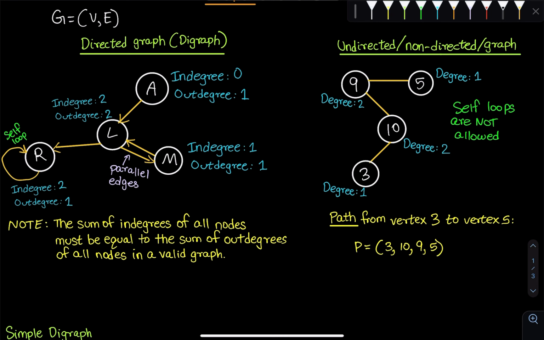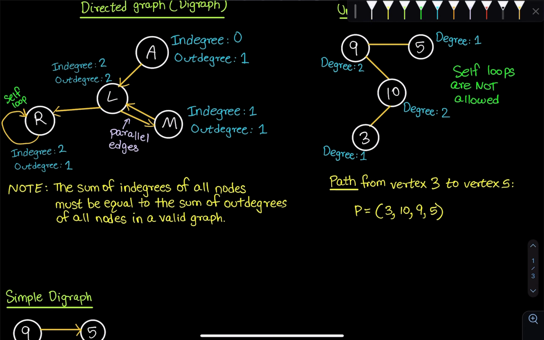A path is basically a set of all vertices from a source node to a destination node. In this case, the source vertex would be vertex 3, and the destination node would be vertex 5. What are all the nodes on the path from vertex 3 to vertex 5? It's going to be 3 to 10 to 9 to 5. So you would start at 3, then go to 10, then go to 9, and then finally go to 5. That's the path.